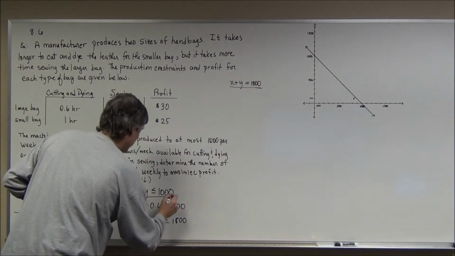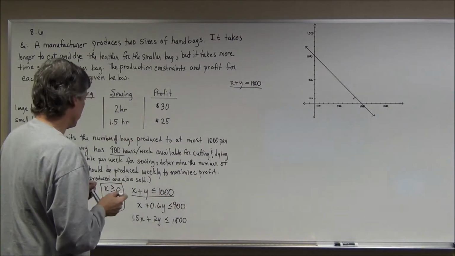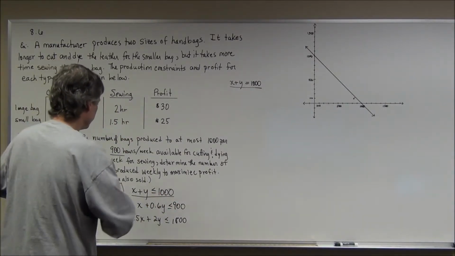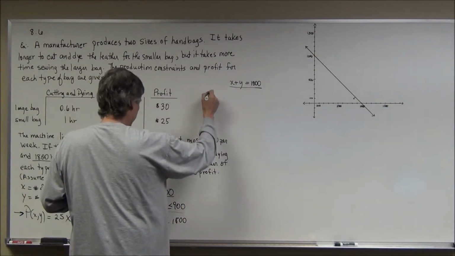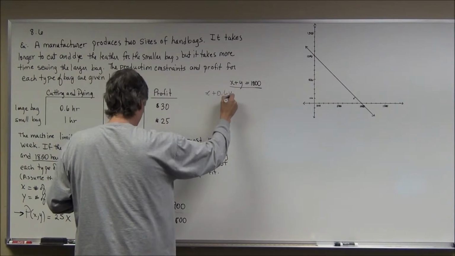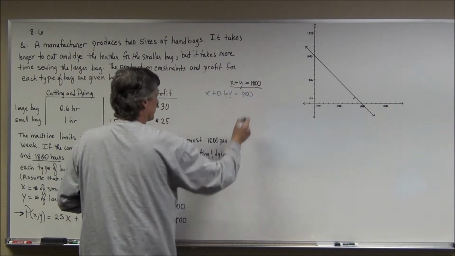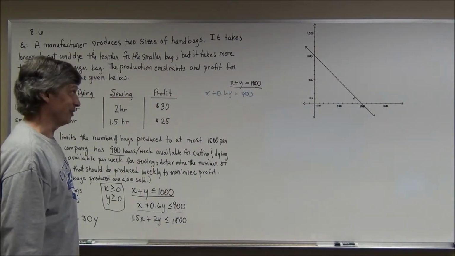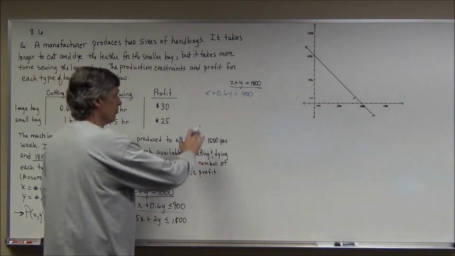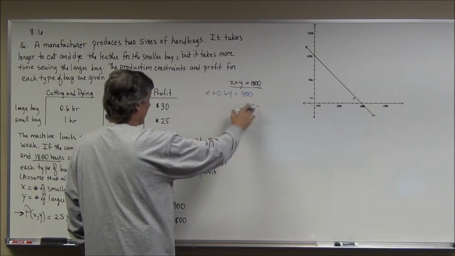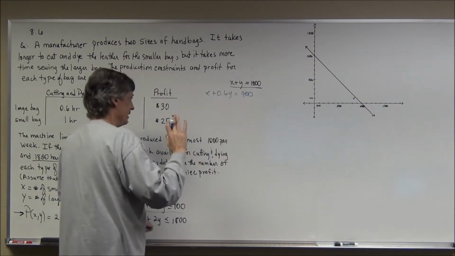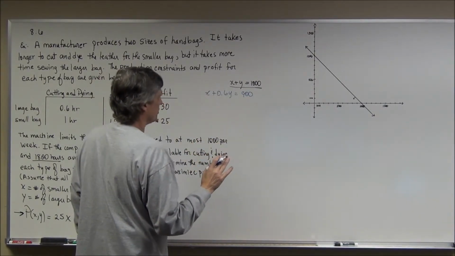I'll do the next one here in blue ink. So I'll write it as an equation. This would be x plus 0.6y equals 900. Now, some students aren't really crazy about decimals. You can multiply through by 10 if you wanted to, divide through by 2 after that. It's kind of up to you how you want to go about this.